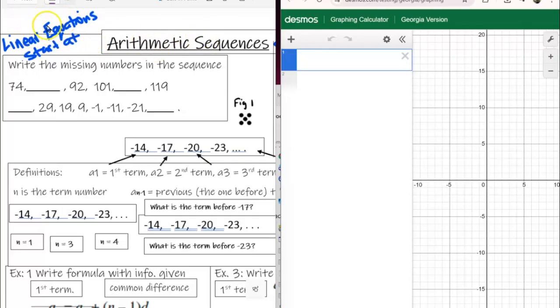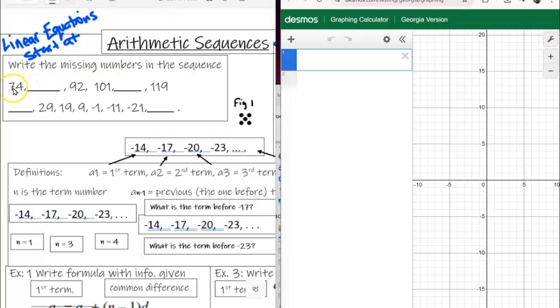So we're making the jump from 8th grade into 9th grade. We're going to begin with the first one. Write the missing numbers in the sequence. So we're looking at this sequence. It goes 74, then I don't know, 92, 101, blank, 119. You can probably intuitively figure out what these numbers are, but I'm just going to jump right into it and look at how we can find it.